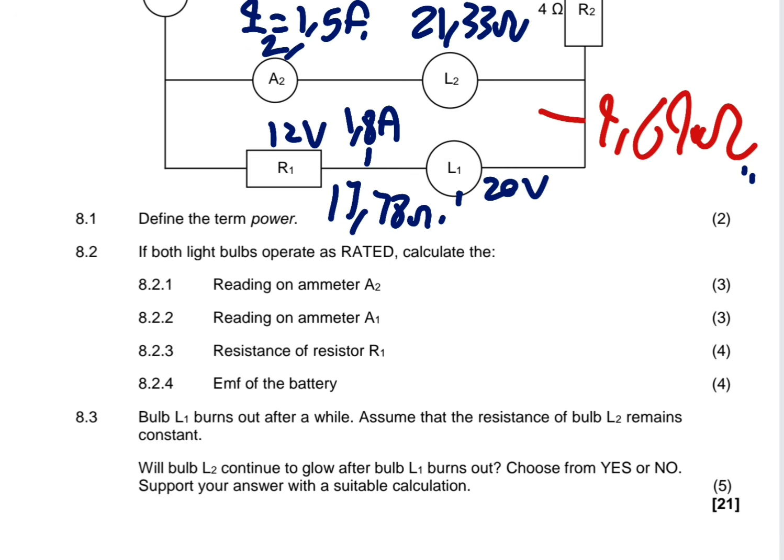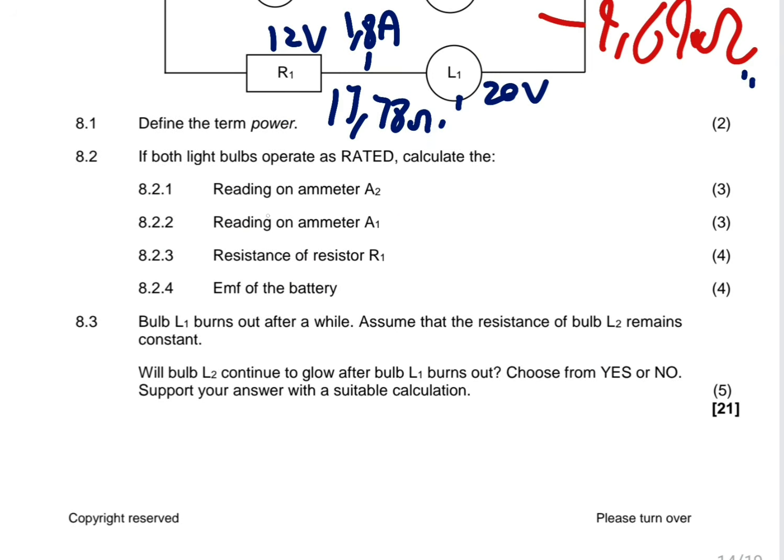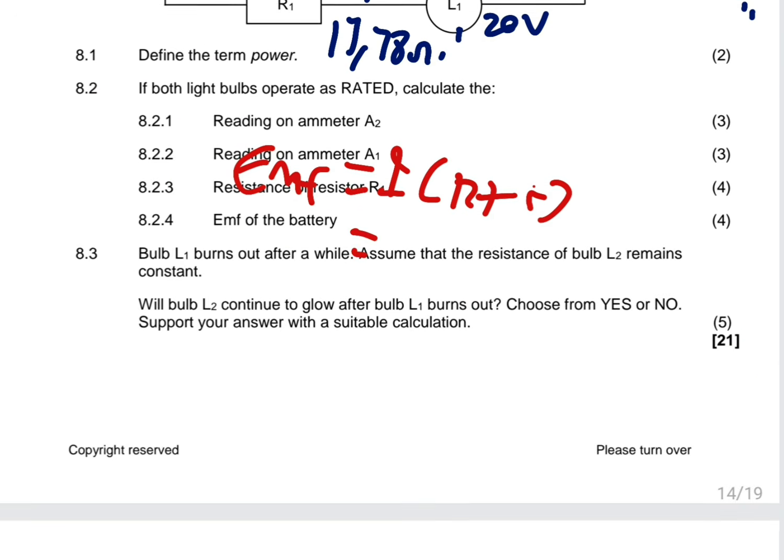Okay, now let's continue, 8.3. They're asking us if bulb 2 will continue to glow after bulb 1 burns out. So let's see. They say that we assume the resistance stays the same, so the resistance is 21,33. Let's use the formula for EMF and see if there will still be any current flowing. EMF is equal to I times R plus internal resistance. We calculated the EMF as 47,18.